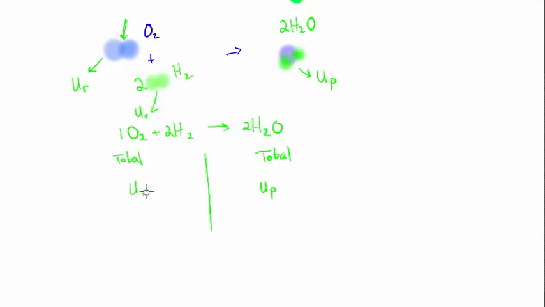So if the potential energy on the left is not equal to the potential energy on the right, there must be an excess of energy somewhere. And where did that energy go? It is given off in the form of light or heat. So the extra energy is given off. In this case, the energy to keep water together is less than the energy to keep oxygen plus the energy to keep hydrogen together.